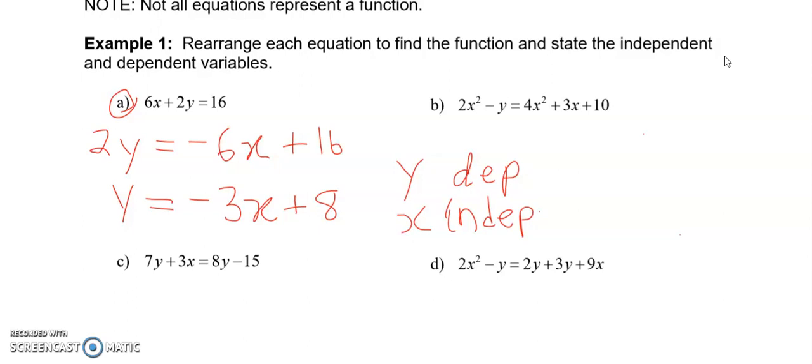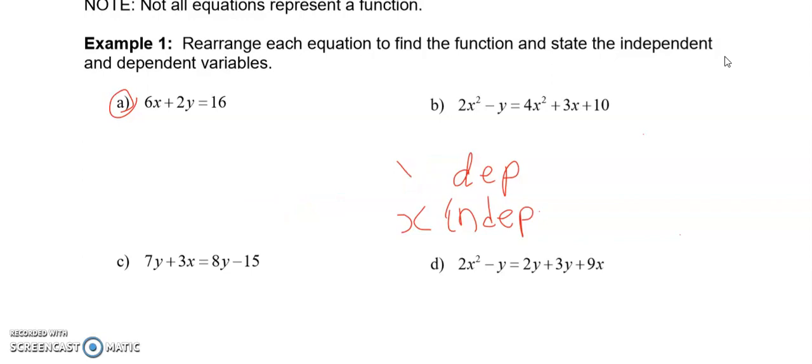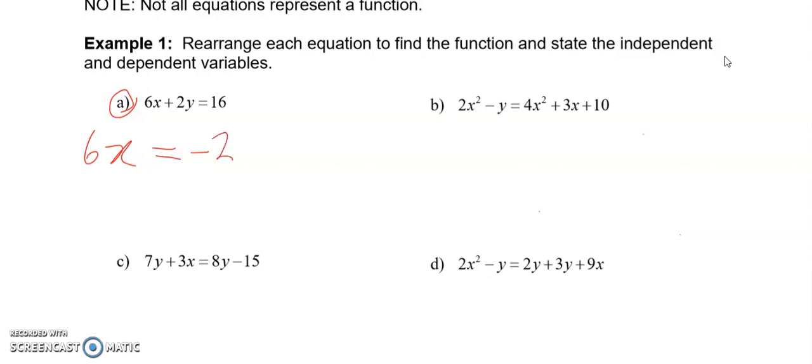Now, can we write it as a function of y? In other words, can we get the x by itself in this example? Well, let's try it. Because if we can, that would also represent a function, but we would have a changing of the dependent and the independent variables. So let's just try that. I would leave the 6x by itself equals negative 2y plus 16. Divide all the terms by 6, and just reduce them as much as you can.